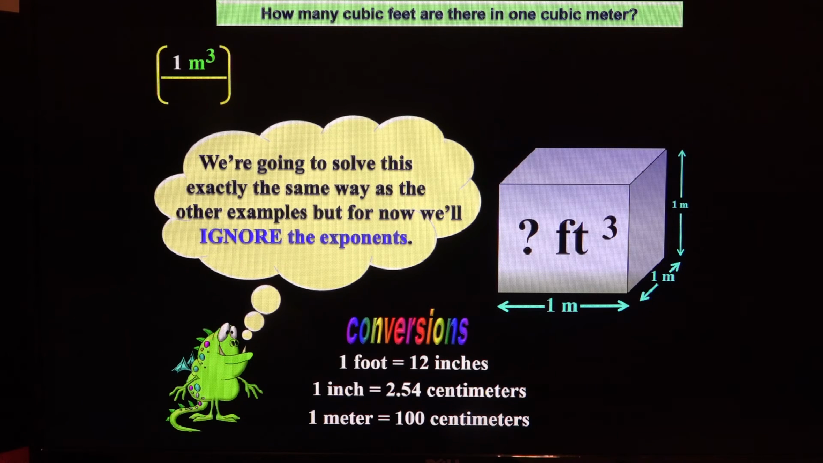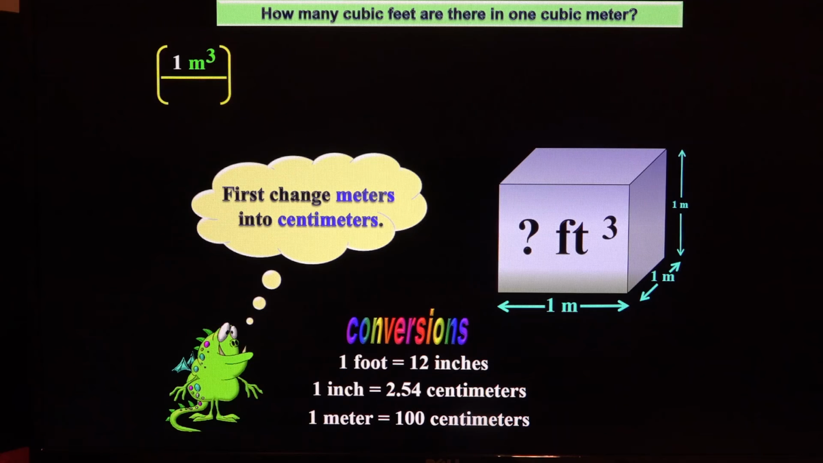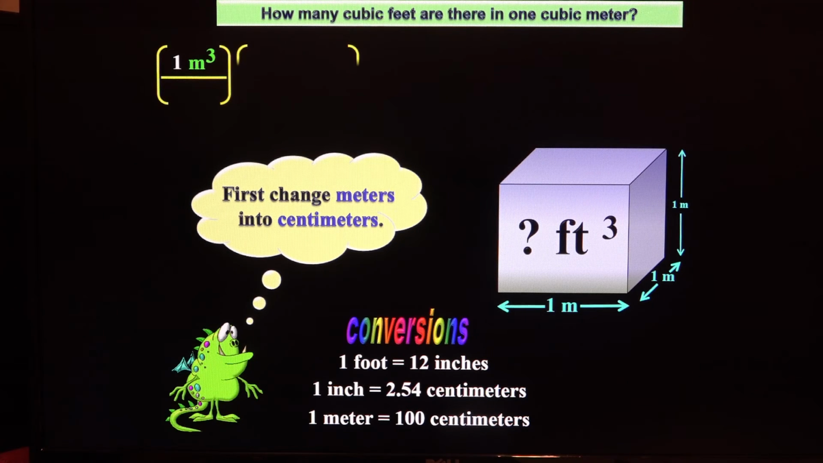So we have 1 meter cubed. We'll first change meters into centimeters. Now notice the brackets are further apart. I've spaced these further apart. We match meters top and bottom. We're converting into centimeters. We know that 1 meter is 100 centimeters.